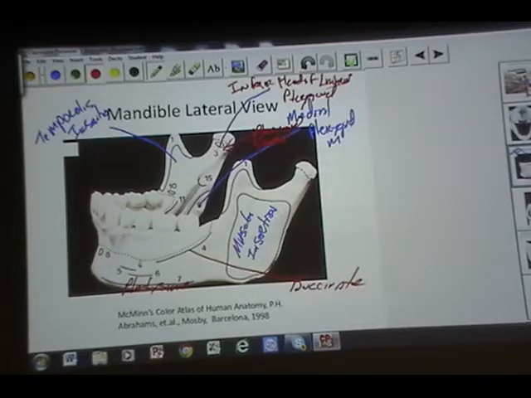Does it say inferior head of what? Lateral pterygoid. Oh, thank you. Okay, we'll actually see that. Okay, so this is the buccinator muscle.